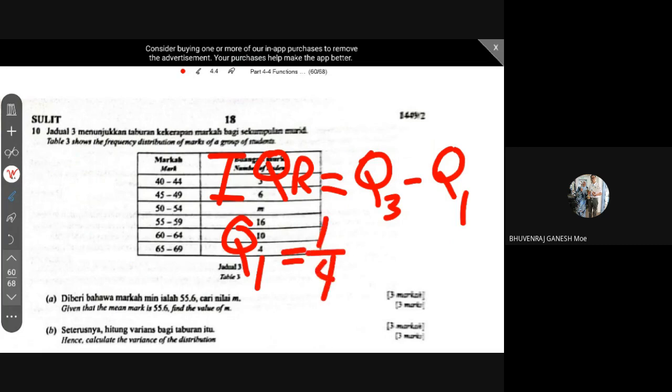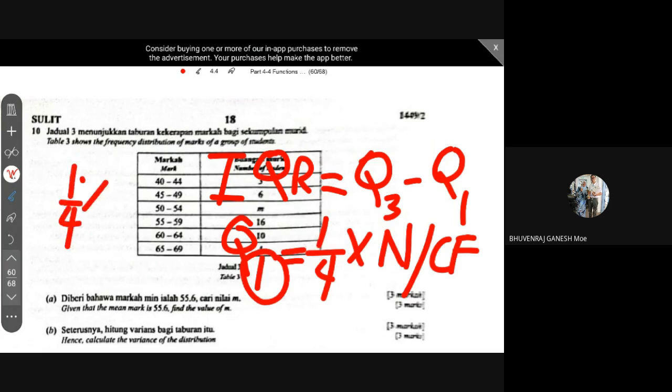Q1 is actually 1 over 4 times N. Or in this chapter, we call it CF, cumulative frequency. Because Q1 is actually 1/4 of 100%. Means it's the first 25% of your data. This is the value of Q1.